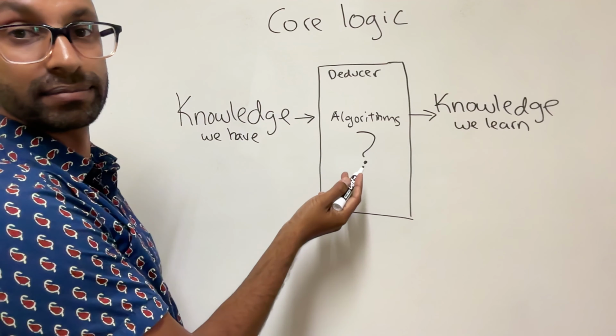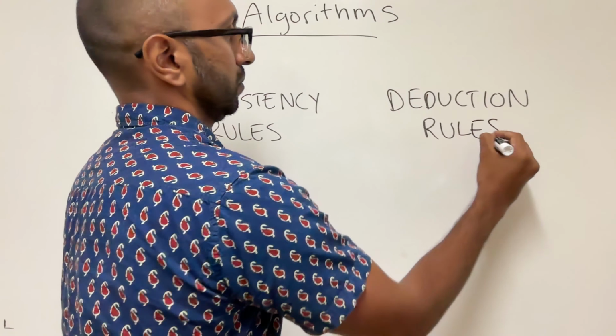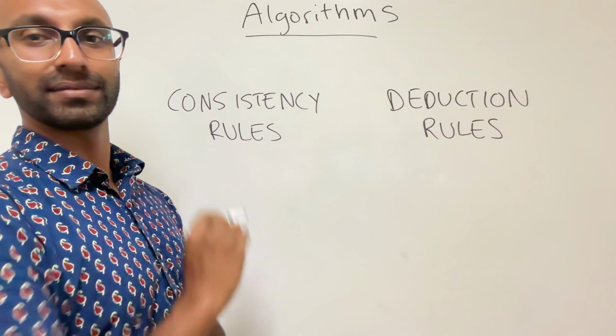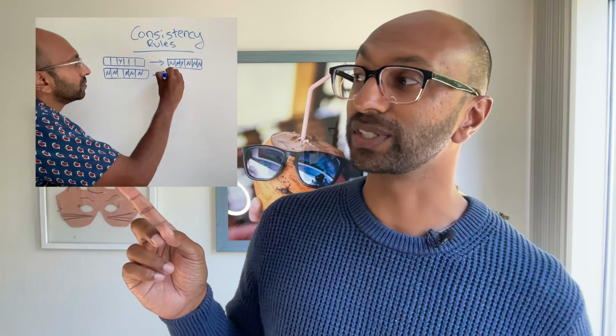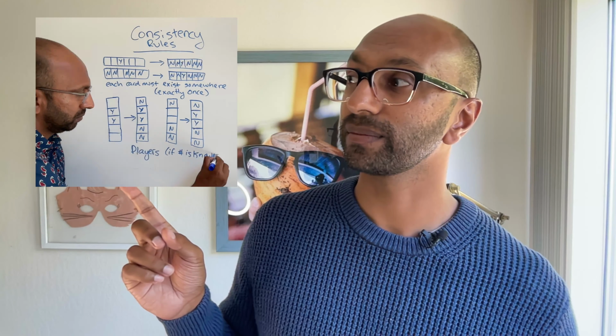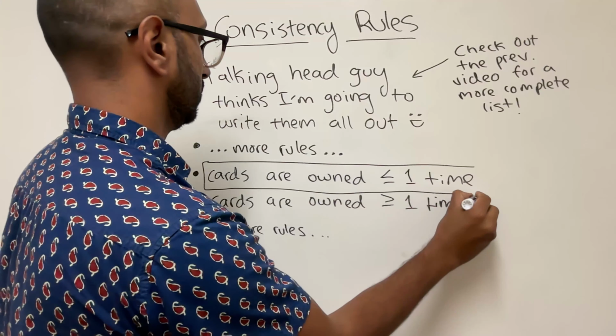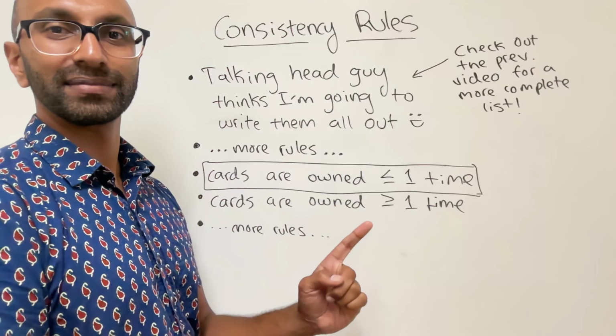So now that we know what data structures we're using to represent knowledge, let's move on to some of the algorithms. So we'll break that down like we did in the last video into consistency rules and deduction rules. Let's start with the consistency rules. So consulting the previous video, these are all the consistency rules that we found. Let's start with the rule that a card is owned at most once. That's going to be the easiest one to do first.